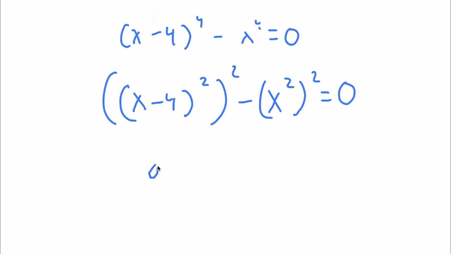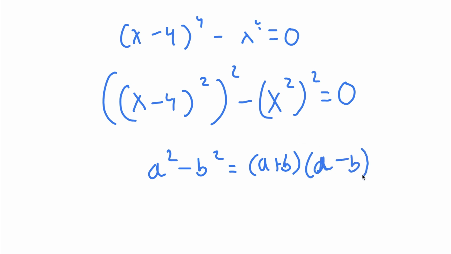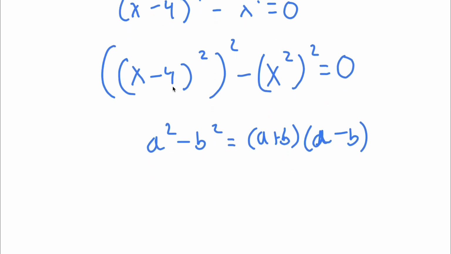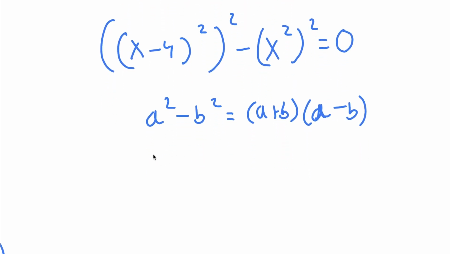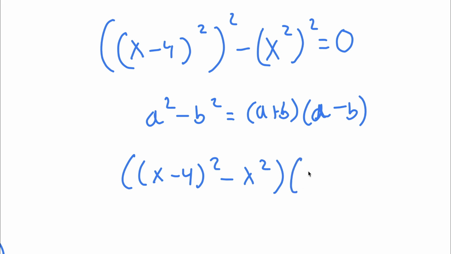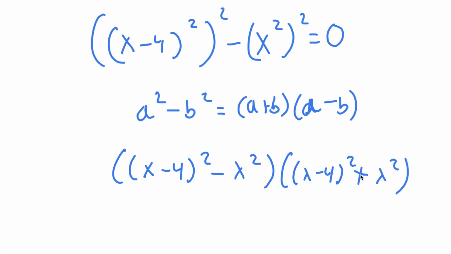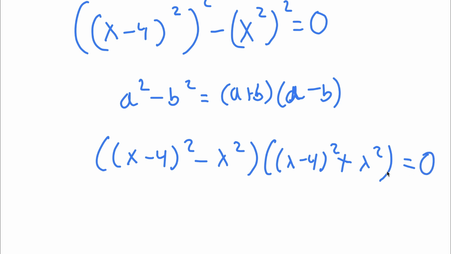Now, if I have something in the form a squared minus b squared, this is equal to a plus b times a minus b. So in this case, I can rewrite this as x minus 4 squared minus x squared times x minus 4 squared plus x squared. And this is equal to 0.